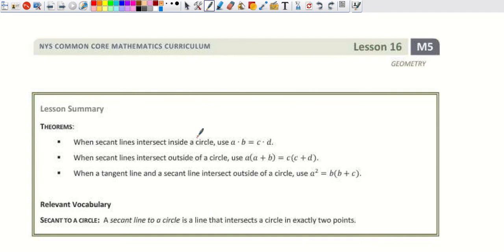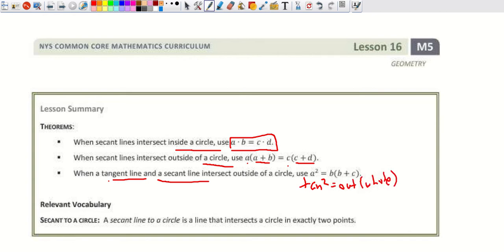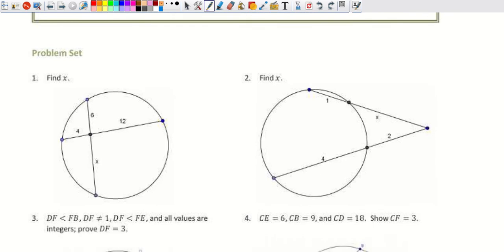So our three theorems are, when the secant lines intersect inside the circle, we're doing part times part, or segment times segment inside the circle. When they intersect outside the circle, we're using the outside part times the whole, outside times whole. And if a tangent line and a secant line meet, it's the tangent squared equals the outside part times the whole. And the only other one we talked about, remember, is the hat rule, which means if it's a tangent line and a tangent line, those are equal. All right, let's do some questions.